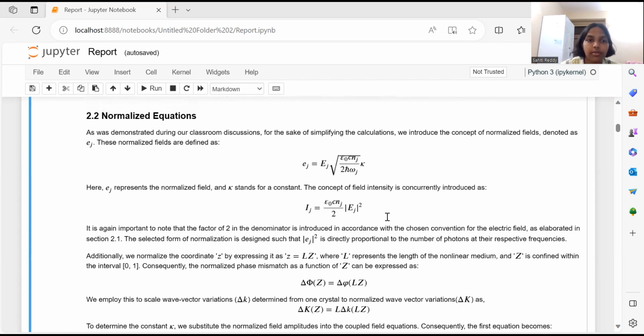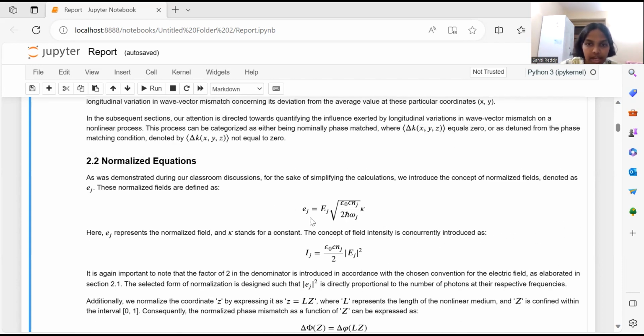And now we introduce normalized fields Ej, where Ej is equal to capital Ej times root of epsilon naught c nj by 2 h cut omega j, into k. Here, Ej represents the normalized field and k stands for a constant.